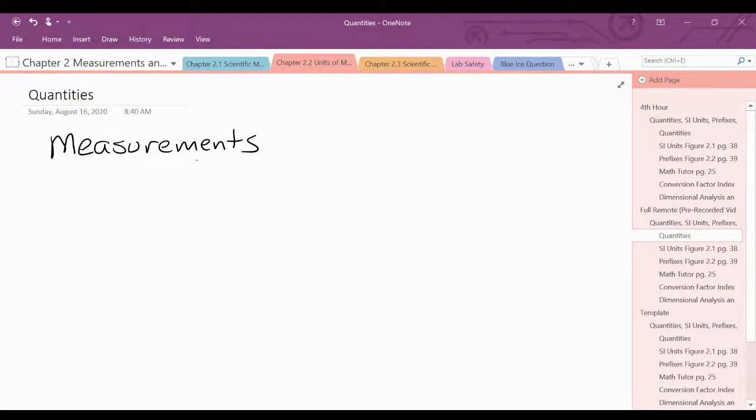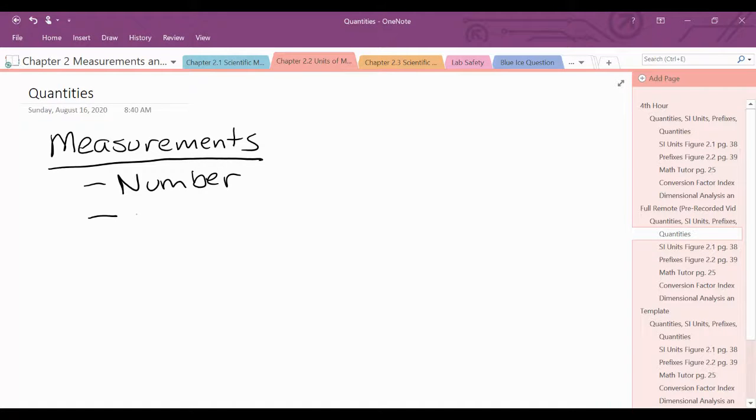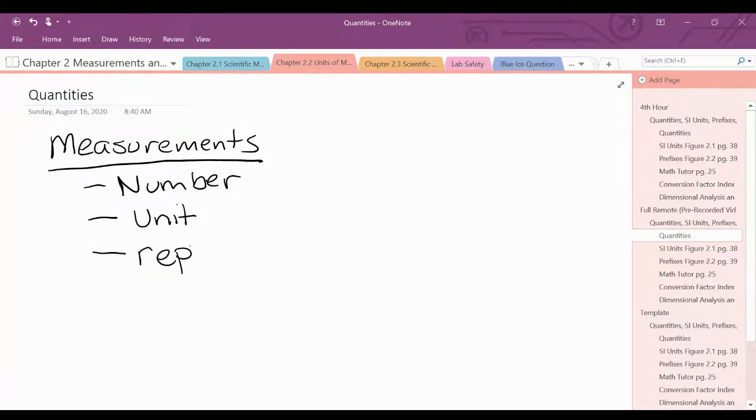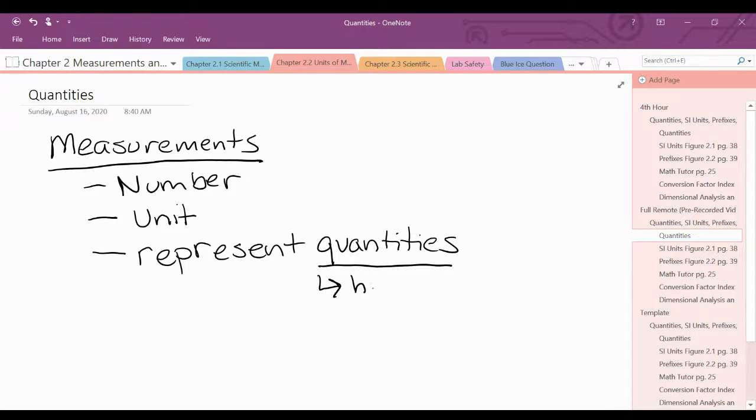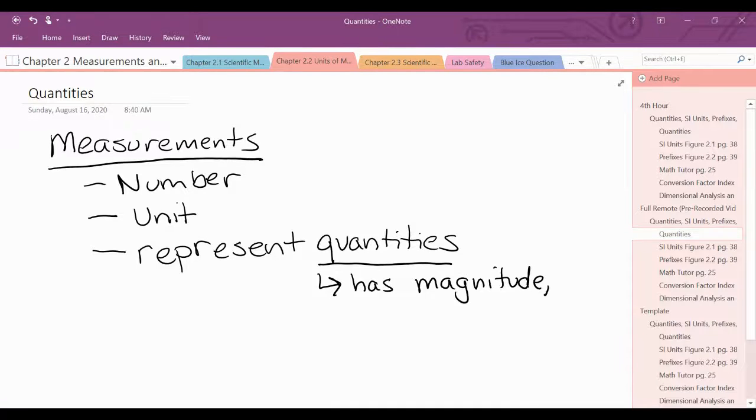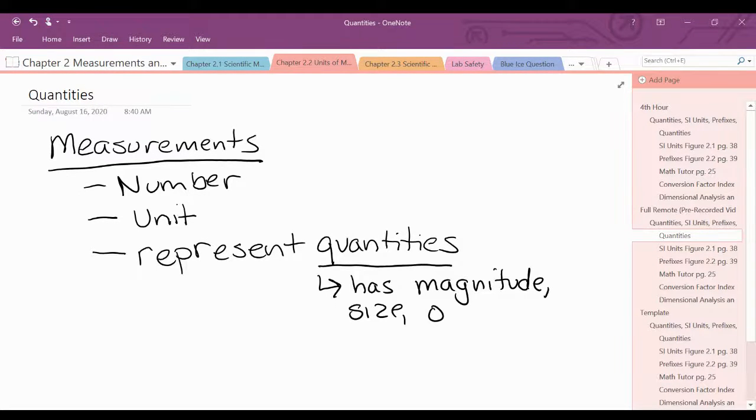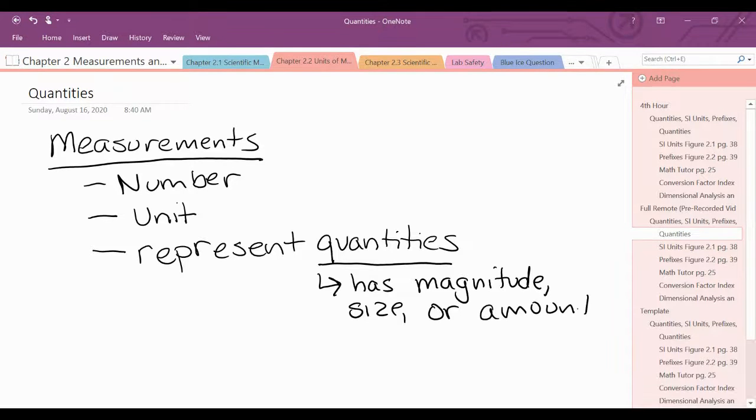When you take a measurement, you need a number and you need a unit. Measurements represent quantities. And so a quantity has to have magnitude, size, or amount. And so some examples of quantity and measurements.